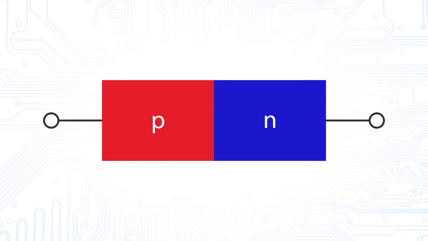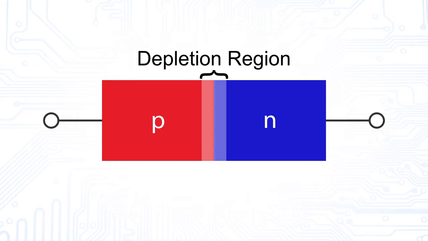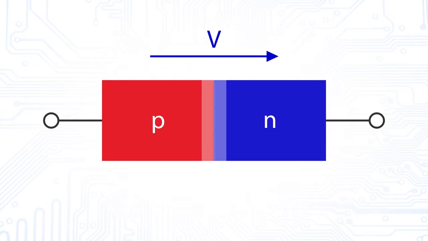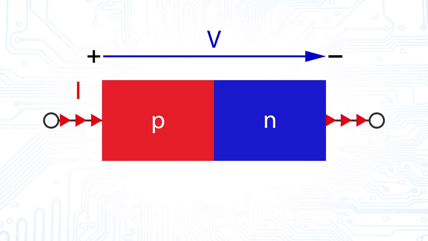You can find more information about PN junctions in the video description. For now, you only need to know that by recombination of the charge carriers in the semiconductor, a depletion region is created between the two areas. If a positive voltage is applied between the P area and the N area of the diode, the depletion region between the two areas becomes smaller. When the applied voltage reaches a certain threshold value, namely the threshold voltage, current can flow from the positive to the negative side of the diode.